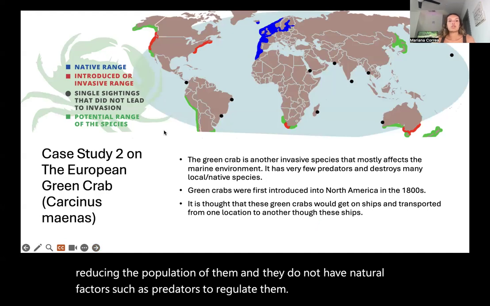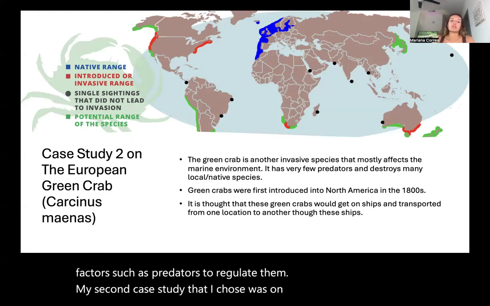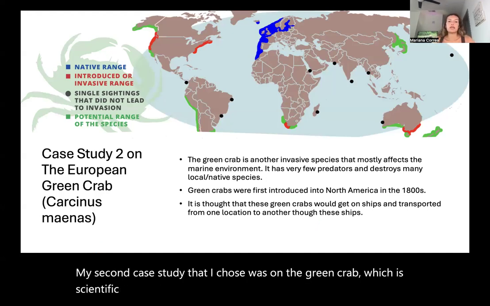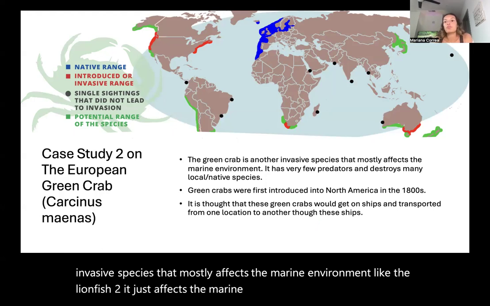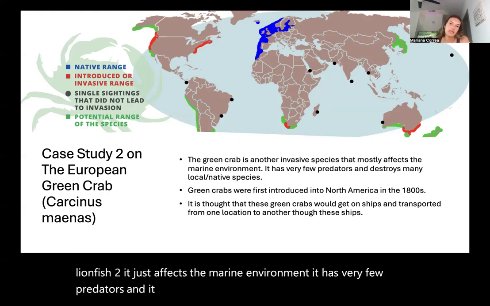My second case study that I chose was on the green crab, whose scientific name is Carcinus maenas. This green crab is another invasive species that mostly affects the marine environment, like the lionfish. It has very few predators and it destroys many local and native species.